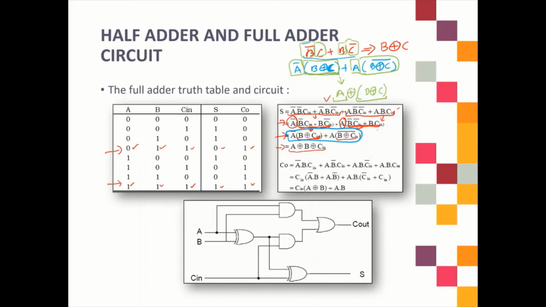So the last step, you draw the logic circuit. You will get this logic circuit. You just follow the equation for S and also for CO. So this is how we can construct the half adder circuit and also the full adder circuit.